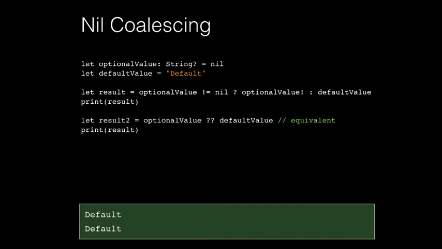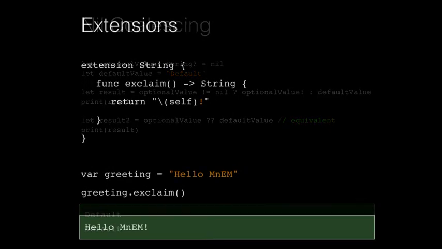This is an example of nil coalescing. If you have a situation where you want an unwrapped optional or a default value, you're effectively doing something like this. You're saying if the optional value is not nil, then force unwrap it, otherwise give me the default. You can do it with this syntax right here, just a little more succinct.